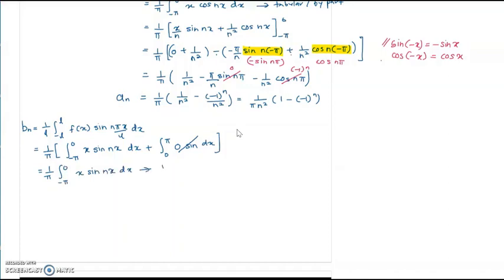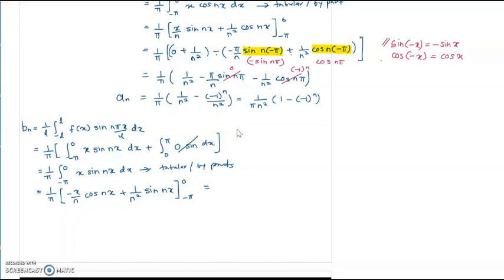Okay, so again this is tabular and can also be solved by parts. Right? So to cut the story short, this is what you're supposed to get. 1 over pi, negative x over n cos nx plus 1 over n squared sine nx. Okay, you evaluate from negative pi to 0. So I hope you can do the evaluation.